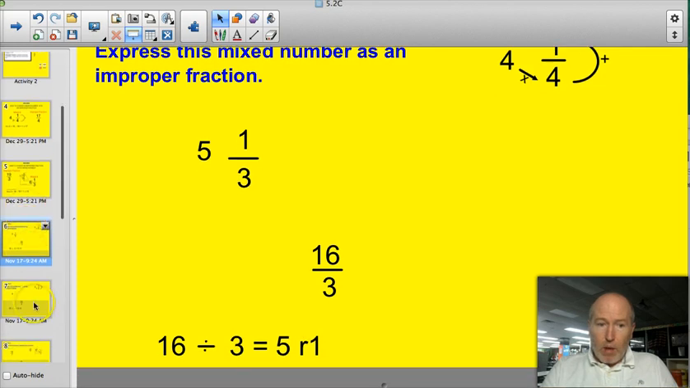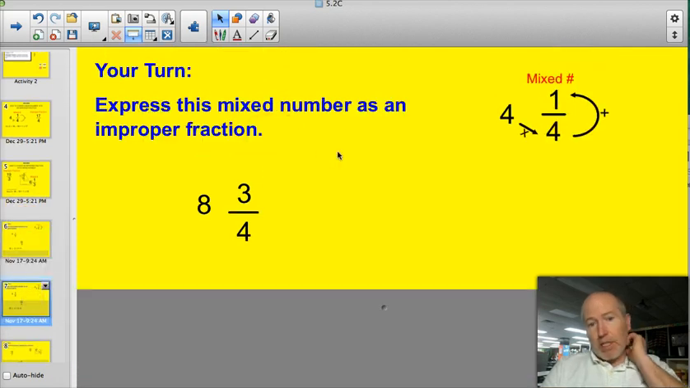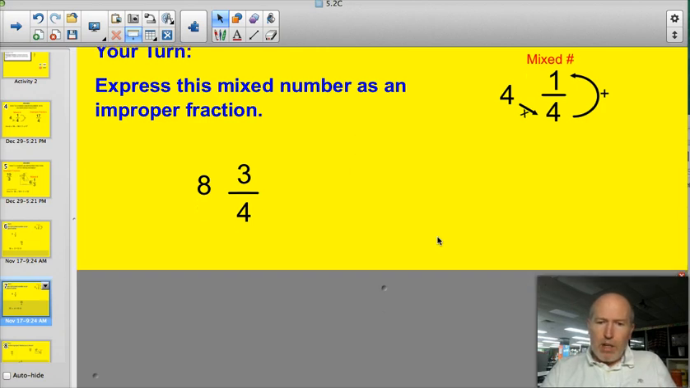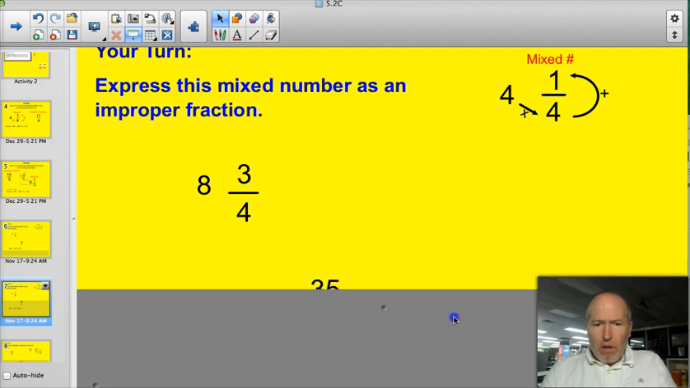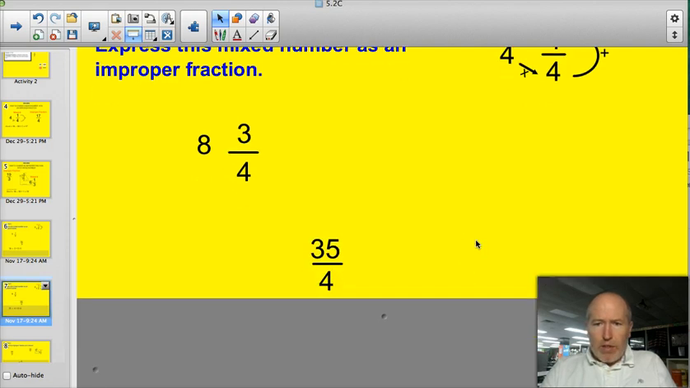All right, try another one. Express this mixed number as an improper fraction. Go ahead. All right, let's see how you did. Sorry about all the noise in the background today. I had 35/4. And again, I need to check my own work and make sure it looks right.